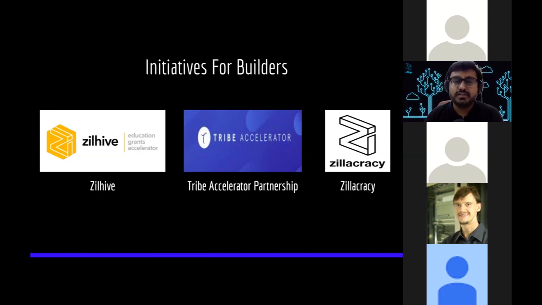And Tribe is backed by the Singapore government. And we also have Zillacracy, which is something you can check out. Zillacracy is our initial initiative. If you just want to get started, help out writing a blog, help out in building some dApps, helping out in some community initiatives, or doing some small projects, basically, we have Zillacracy, which is run independently by the Zilliqa community. Some of the Zilliqa team members are also part of it. I'm part of it, Amrit is also part of it, but it's run by the Zilliqa community.